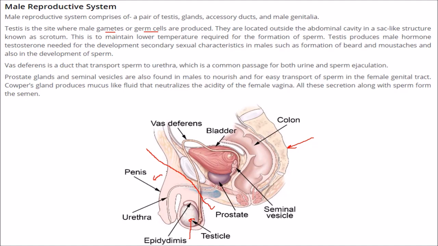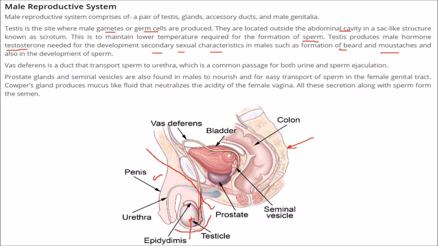Why? Because this is in order to lower the temperature. So they are located outside the abdominal cavity. This is a sac-like structure known as the scrotum, and as I just said, it maintains the lower temperature required for the formation of the sperm. And this testis produces the male hormone known as testosterone. This is needed for the development of secondary sexual characteristics like beard, mustaches, and the development of sperm in males.